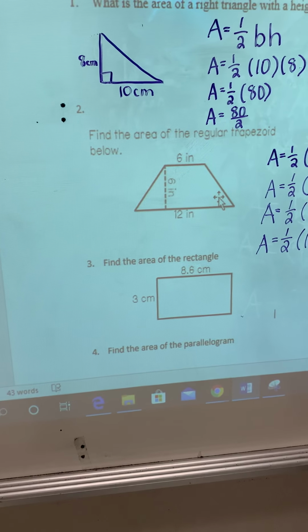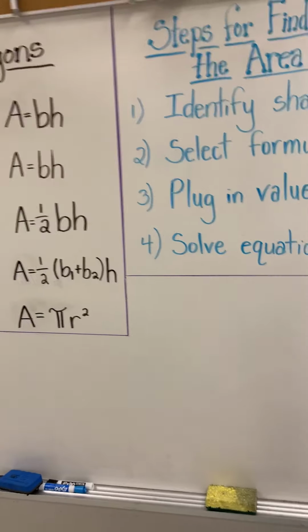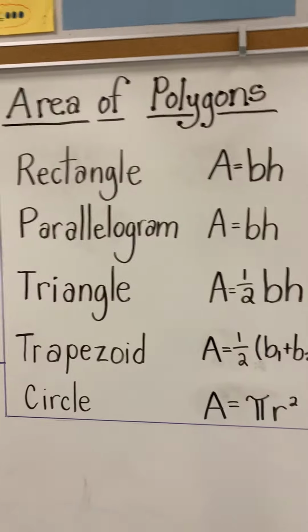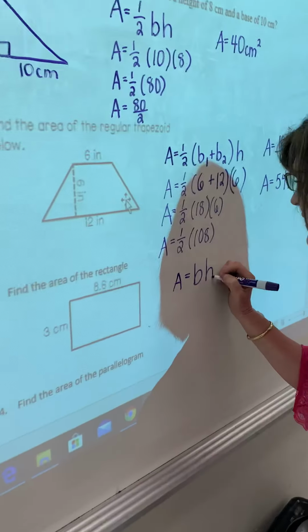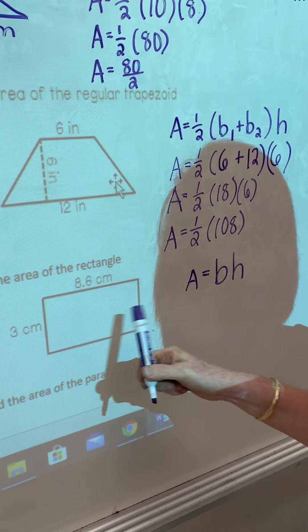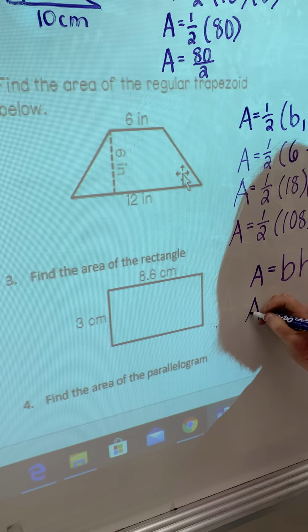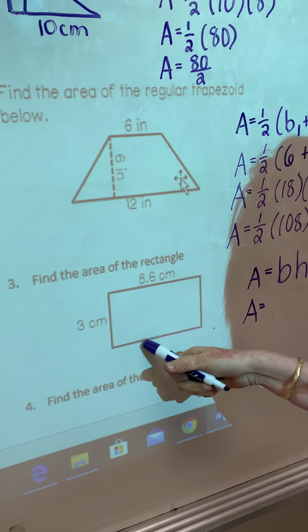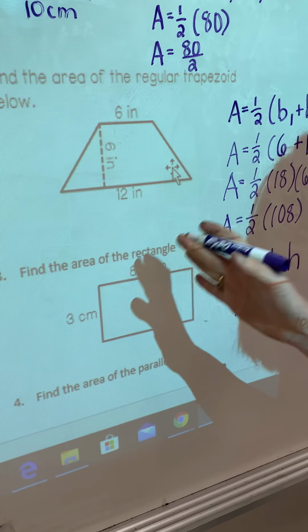Now we're going to move on to the rectangle, and I think I can squeeze that in here. First thing, I've got my shape. I've done step 1. Step 2, select the right formula. The formula for the area of a rectangle is base times height. Now, I've got a base here, 8.6. Remember that the rectangle has 2 parallel sides to the length, and then the width would also be, or the height. The bases would be the same and the heights would be the same.